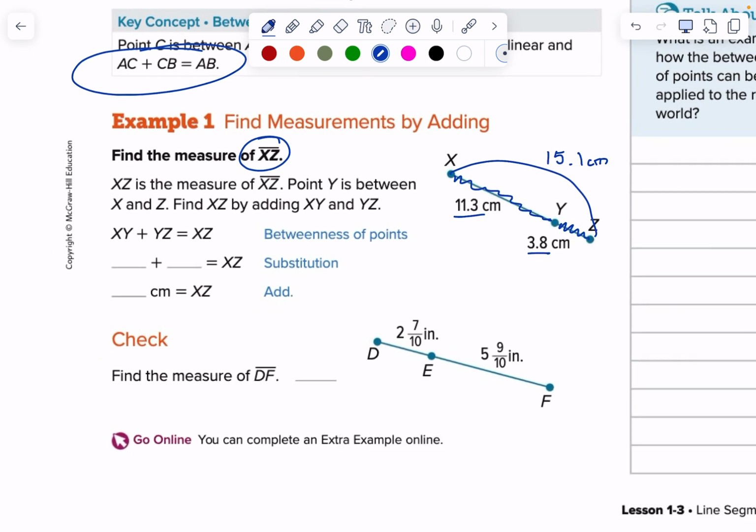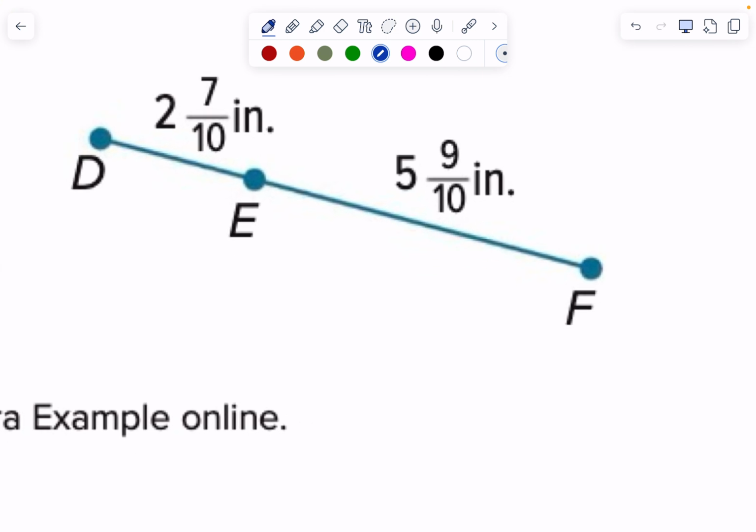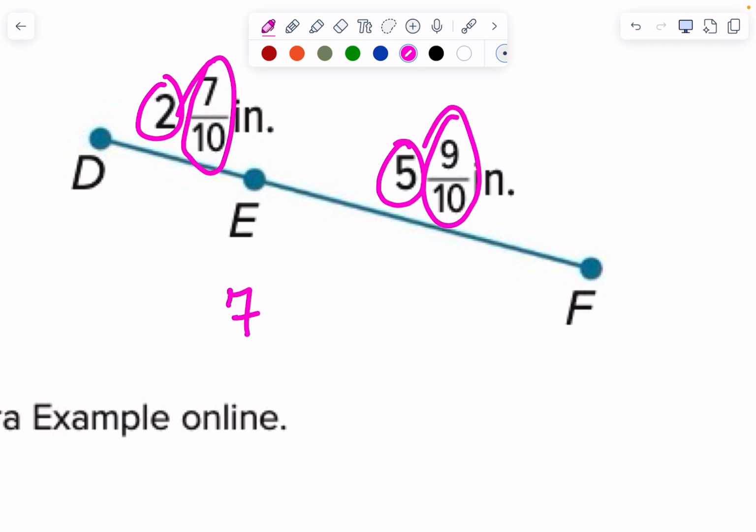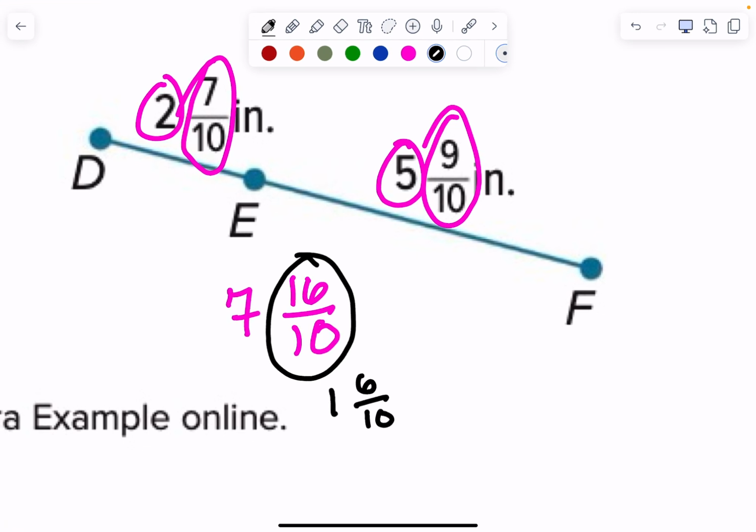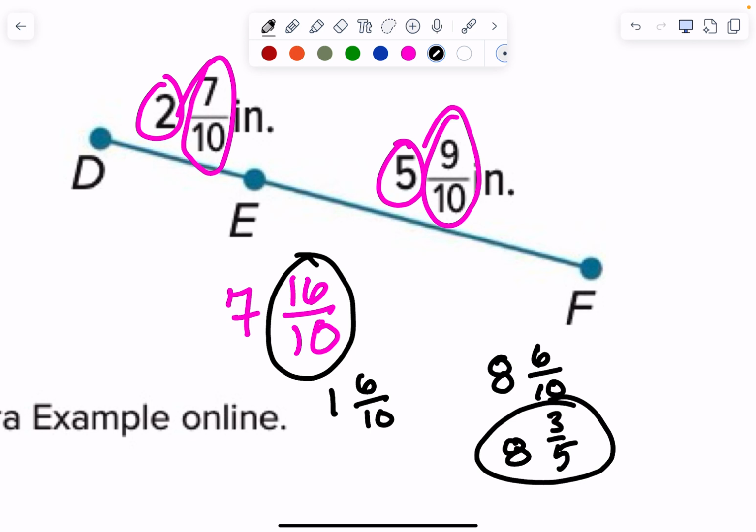Do you know how to add fractions? 2 plus 5 is 7. 7 tenths plus 9 tenths is 16 tenths. The bottom number stays the same. But 16 tenths is an improper fraction, so it would be 1 and 6 tenths, but I already have 7, so that is 8 and 6 tenths. 6 tenths will reduce, and that is 8 and 3/5. Final answer. You won't have very many fractions that you'll have to reduce. Do you see how that worked?